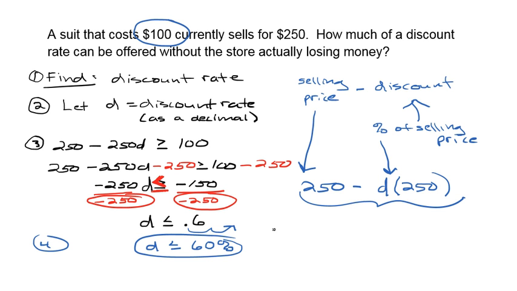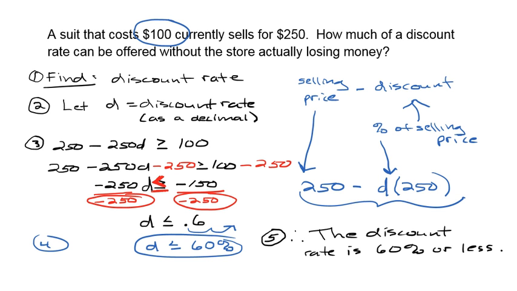So here's my step 5. Therefore, the discount rate is 60% or less. So the key on this one was making sure you remember that when you divide both sides by a negative, you must flip that inequality.